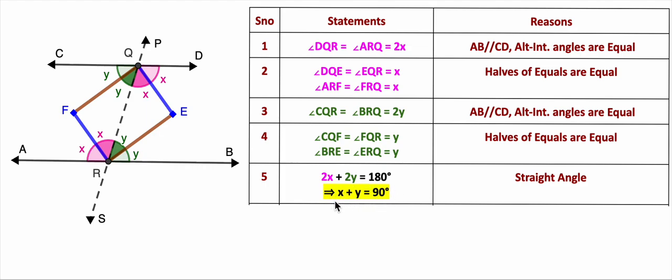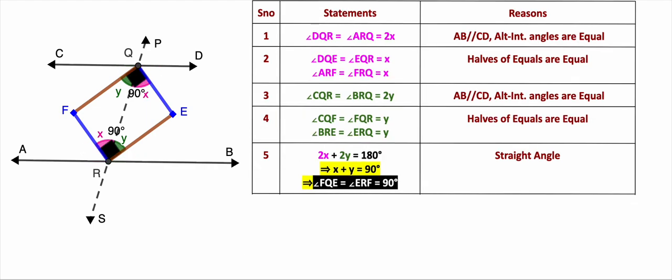Now this is a linear equation in two variables in which the individual measure of x and y can be anything. ये x और y की कुछ भी वैल्यू हो सकती है, 60-30, 40-50, 20-70, 70-20, but sum 90 रहेगा.